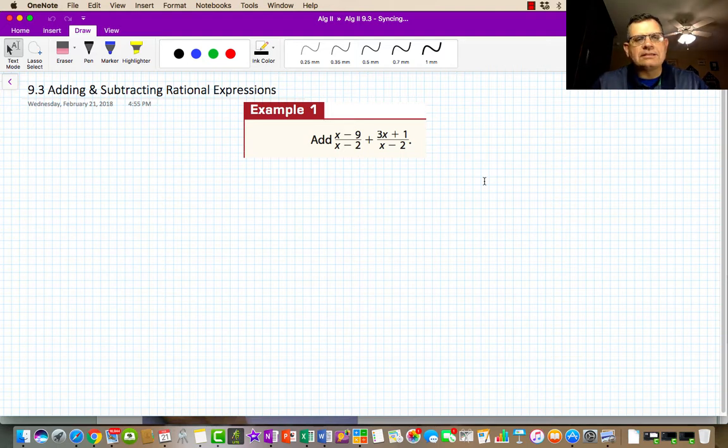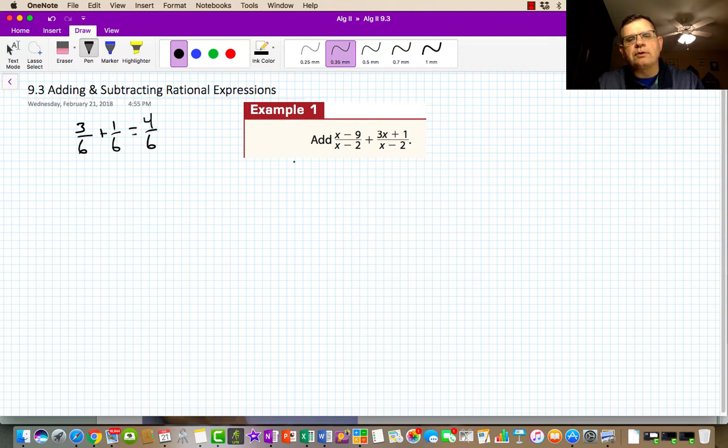Section 9.3 is adding and subtracting rational expressions. It's going to be a lot like adding and subtracting rational fractions. So if you have 3 over 6 plus 1 over 6, common denominator, it's equal to 4 over 6. In this problem, we have (x minus 9) over (x minus 2) plus (3x plus 1) over (x minus 2). We have a common denominator.